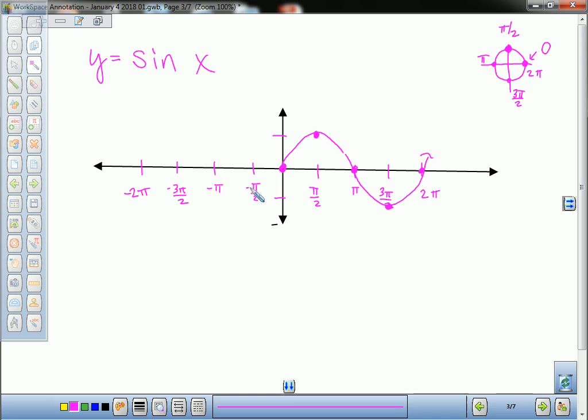So it does start. Okay? And then the pattern continues this way, and it would make sense. If we went back, if we went negative pi over 2, the y value is negative 1. Well, there it is. If we went negative pi, the y value is 0. There it is. If we went negative 3 pi over 2, the y value is 1. There it is. And that's our parent graph for sine.